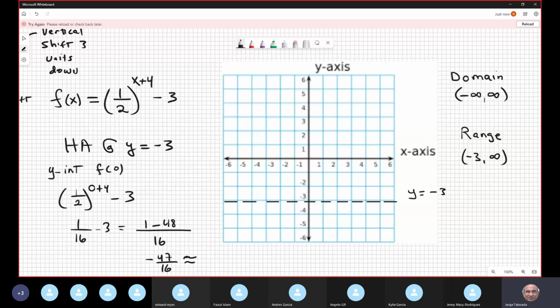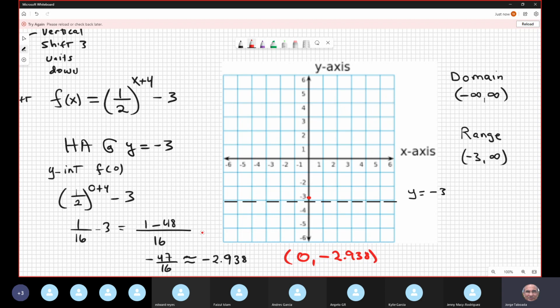This is approximately, in decimal, negative 2.938. Wow, close to 3. So now this curve crosses the y-axis very close to 3. Our famous point is the point (0, -2.938). Plot that point. Okay, this is the y-intercept.